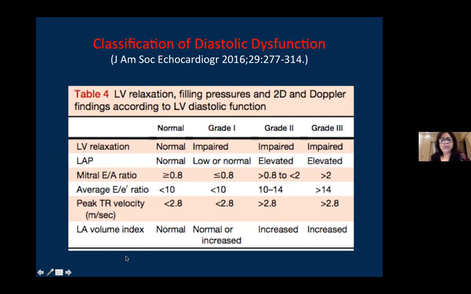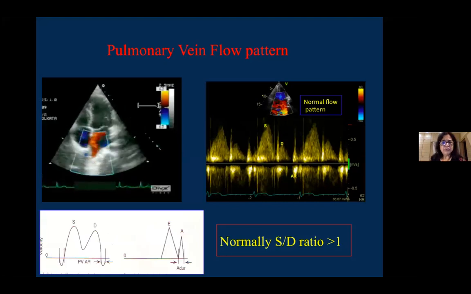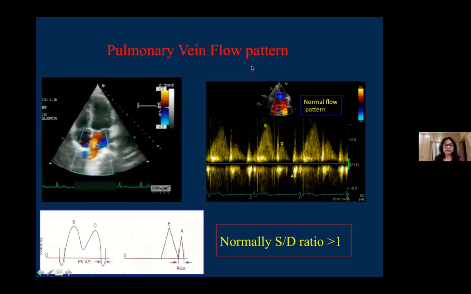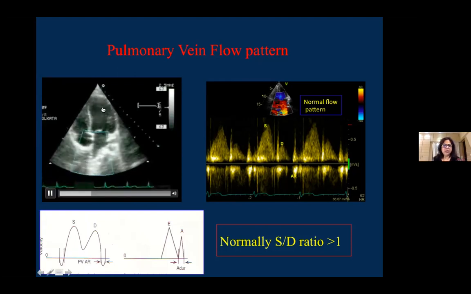Now, as I told you, in some cases, we may not get all the criteria, like TR might be absent. We may not get very good tissue Doppler velocity, etc. So we need to know some other criteria to comment on the LV filling pressure. One such is the pulmonary vein flow pattern. As you know, there are 4 pulmonary veins which drain into the left atrium: right upper, right lower, left upper, and left lower.